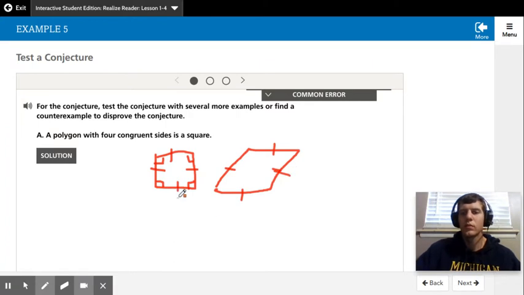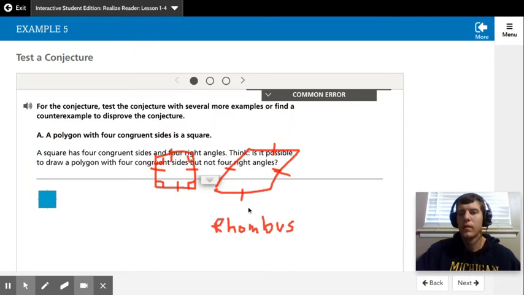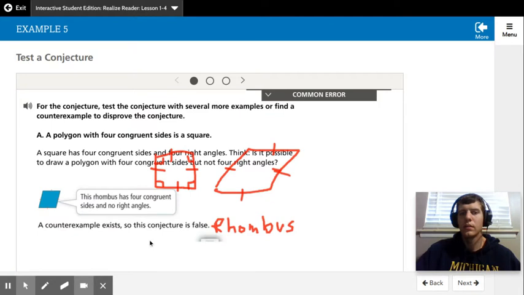A square has both 4 congruent sides and 4 right angles. The rhombus has 4 congruent sides but does not have 4 congruent angles. It doesn't have 4 90-degree angles, so it is not a square, but it has 4 congruent sides, so we can conclude that this conjecture is false. A rhombus is a counterexample. It shows that you can have a polygon with 4 congruent sides that is not a square. So this one would be false. And if you click on this, drag this down, they tell you the rhombus is a good counterexample.